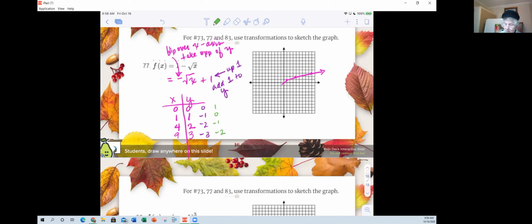So my points are 0, 1, 1, 0, 4, negative 1, sorry, and 9, negative 2. And you would get exactly the same thing if you had just flipped that and shifted every unit up one unit.